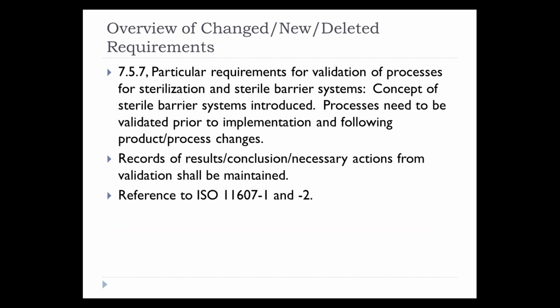7.5.7 has particular requirements for the validation of processes for sterilization and sterile barrier systems. And the concept of a sterile barrier system is first introduced here. Processes need to be validated prior to implementation and following product or process changes. Records of results, any conclusions, and any necessary actions resulting from these validation activities have to be maintained.